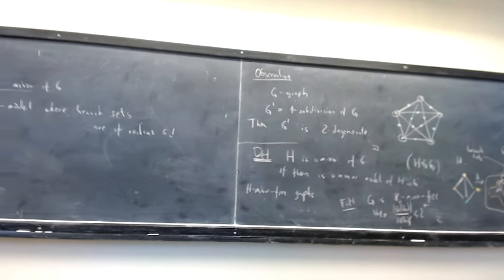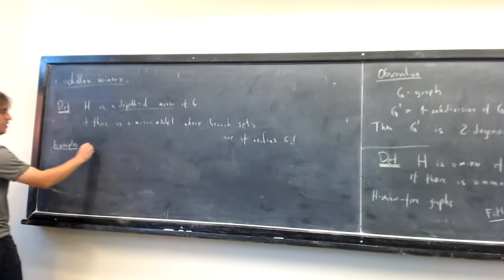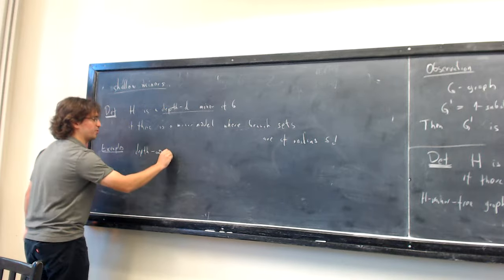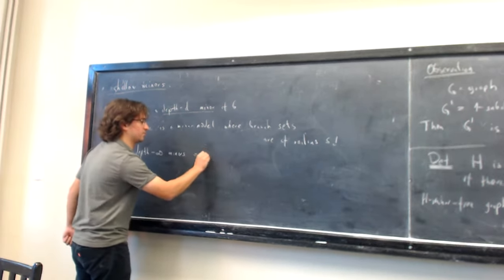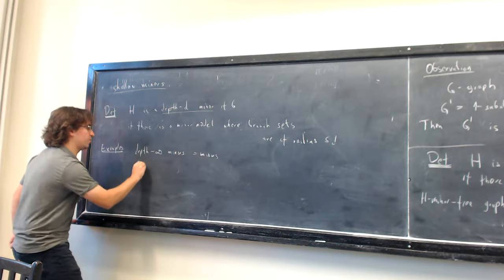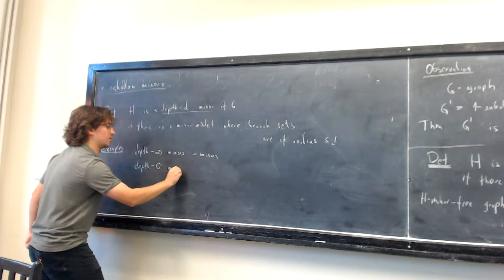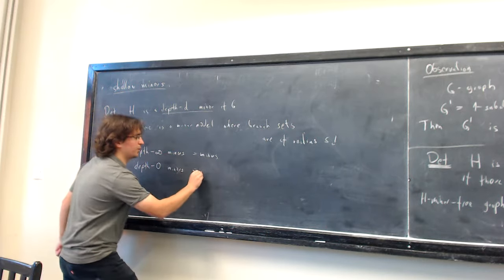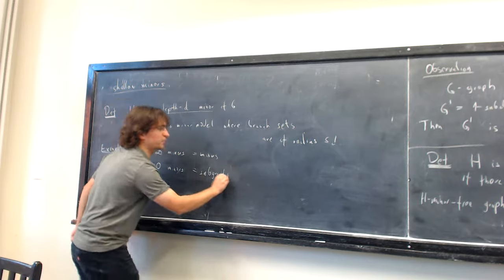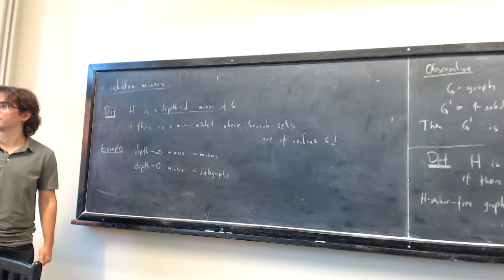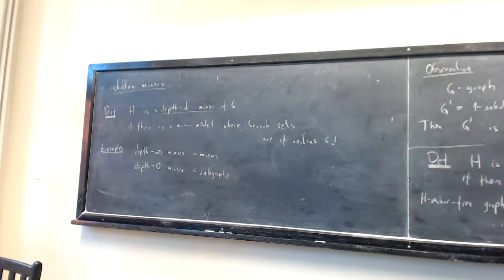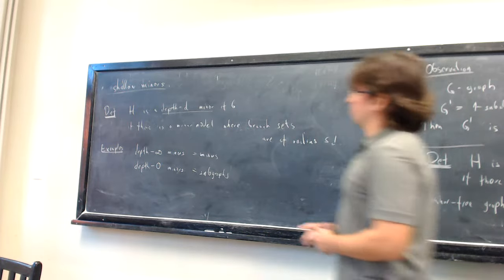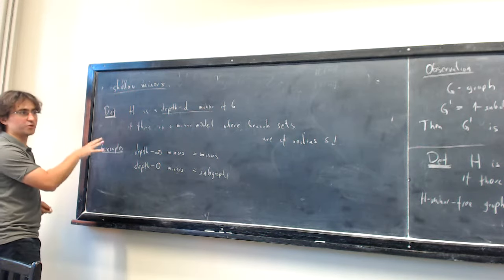So some examples. Let's say depth infinity minors. What are they? Just minors. What are depth zero minors? Subgraphs. Yes? Because now every vertex needs to be mapped to a subgraph of radius zero, which needs to be one vertex. Yeah? So bounded depth minors, or shallow minors, give you some sort of a trade-off between the minor order and the subgraph order. Yeah? So now this is the right notion for locally embedding a dense structure.